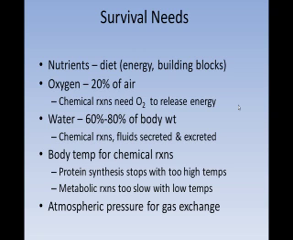What about too low, with hypothermia? Well, then the temperature's too low, all your metabolic reactions stop. So then you stop making energy. Nothing in the body works without energy. Now, atmospheric pressure for gas exchange is important, meaning that there has to be oxygen available in the atmosphere.